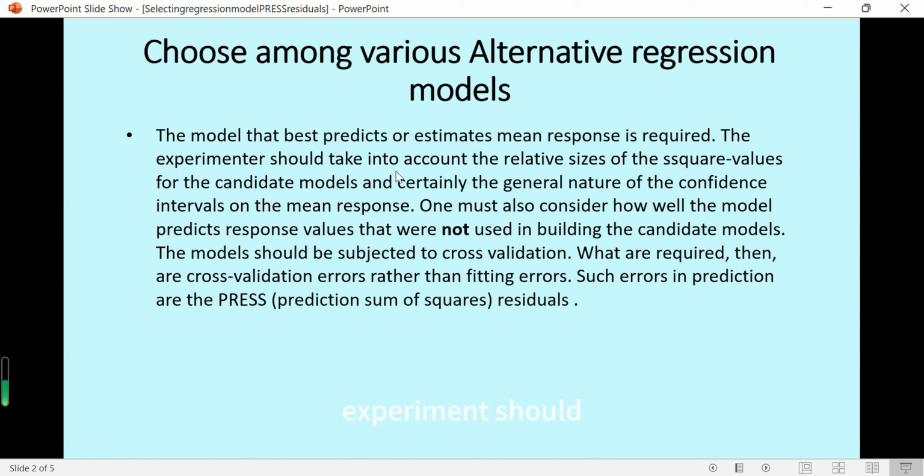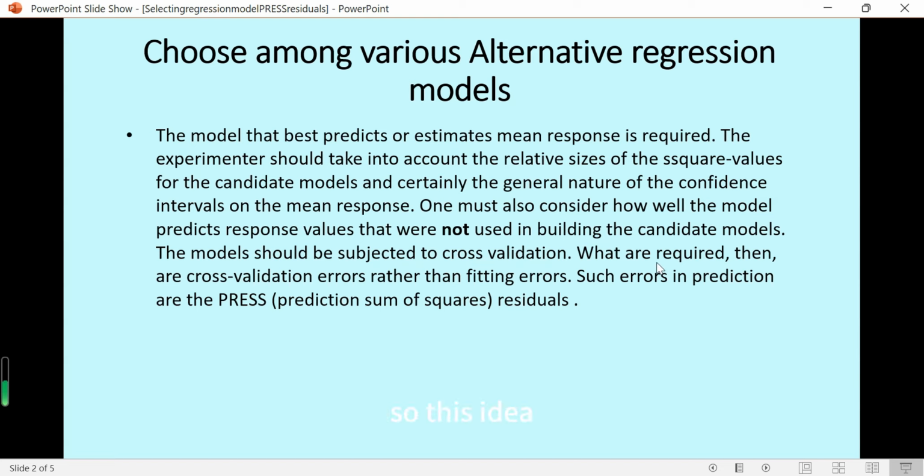And experiments should take into account the relative size of the S-squared values for the candidate models and confidence interval of the mean response. At the same time, we will also consider how well the model will predict the response values that were not used in building the candidate models. So this means the model is used to predict the unused data, right? We got estimation from the current data, but the purpose of building the model is to predict the unseen data.